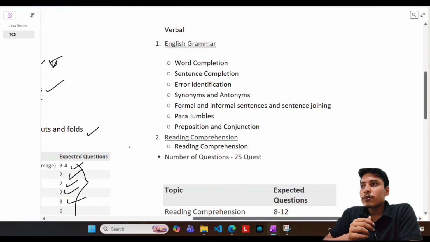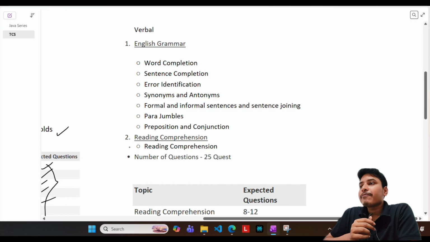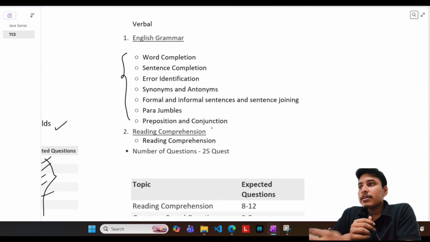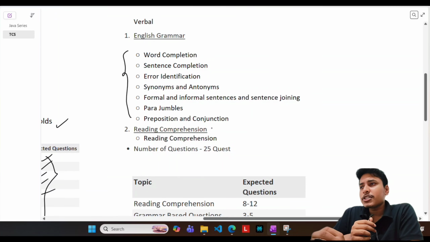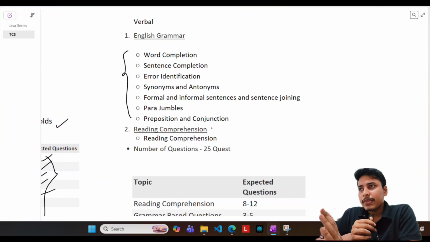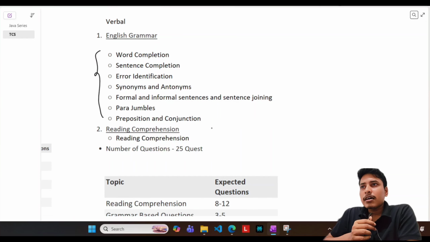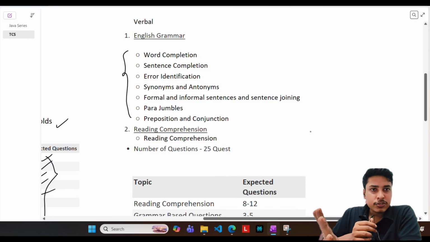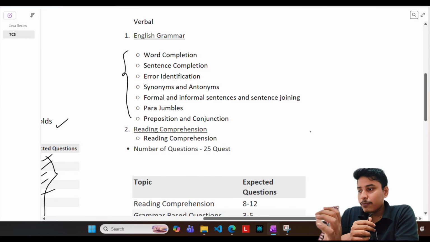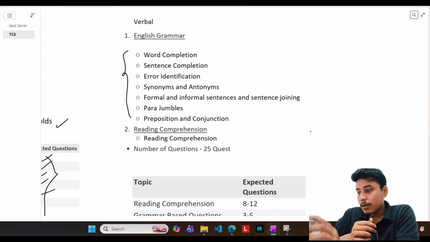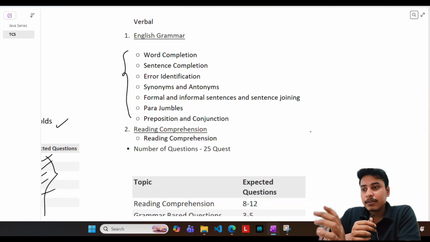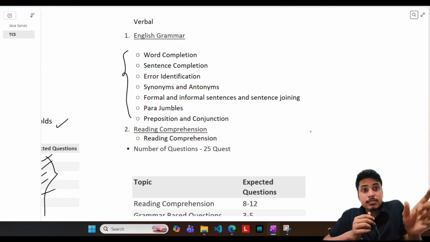So now move to the verbal part. Here from English grammar, you will see word completion, sentence completion, error identification. It is a very easy part. Believe me, it is very easy. Synonyms and antonyms, formal and informal sentences, sentence joining, para jumbles. It is very easy. There will be 4 to 5 questions, with 4 to 5 sentences, and you have to rearrange the sentences as per their occurrence.